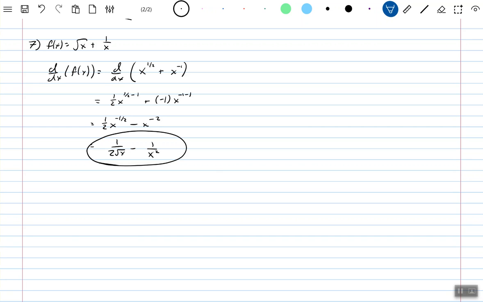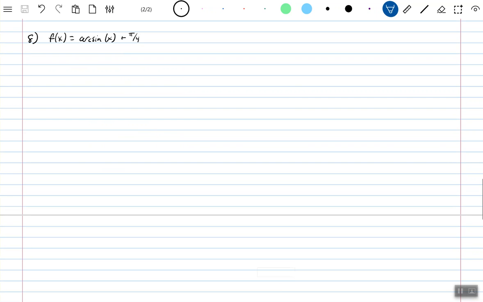Just take the derivative term by term, rewrite each term in terms of a numeric exponent. So square root becomes 1/2, the reciprocal becomes negative, do the power rule for each term, and then simplify it, because I don't like just leaving those negative exponents. And this first one becomes 1 over 2 root x minus 1 over x squared, and then that is your derivative.